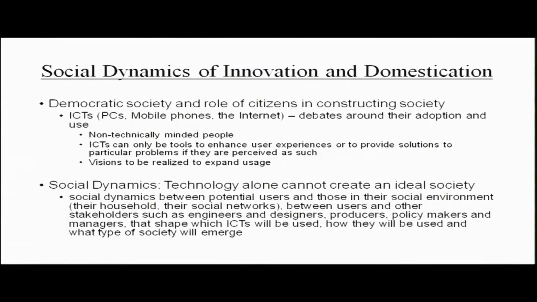So, again, there is a very complex network between those who produce these technologies and those who use these technologies. So, the network between engineers, designers, producers, policymakers, managers, and finally the end users, which shape what sort of technology is going to be catered to that society, and what type of social change or what type of society will emerge out of such a negotiation, such a power geometry.